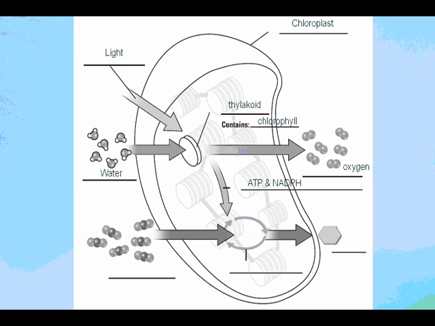For the next reaction, that requires carbon dioxide from the atmosphere to go into the Calvin cycle. The carbon dioxide, ATP, and NADPH react in the Calvin cycle to produce glucose. And that is an overview of photosynthesis.